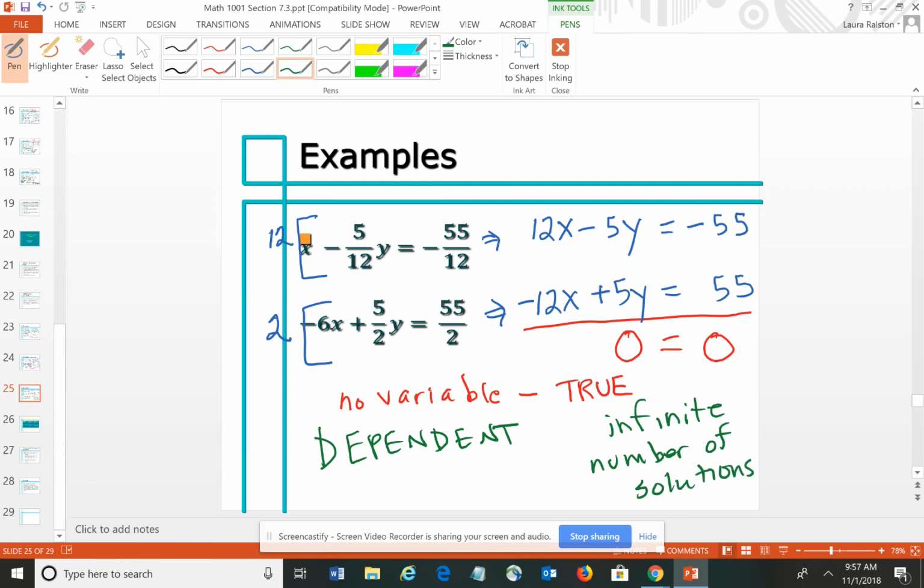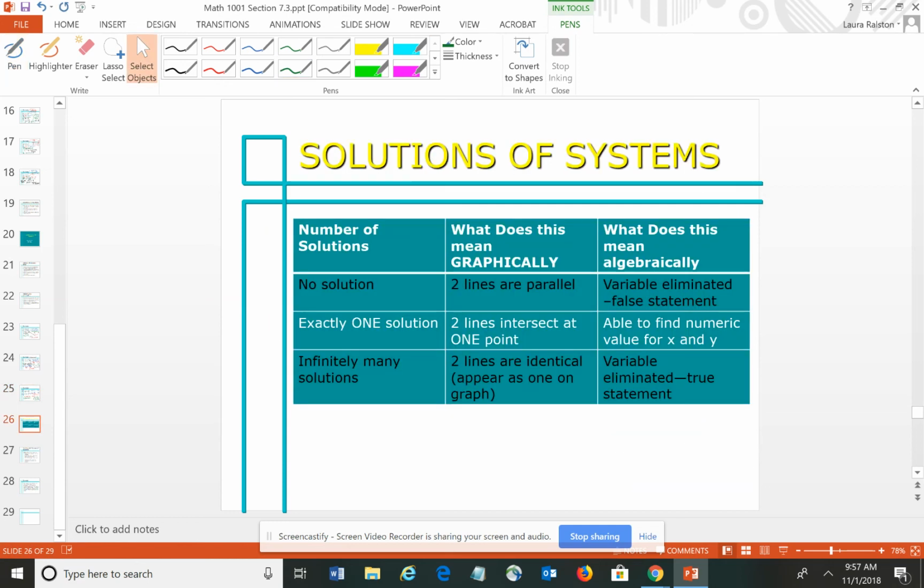I have a chart here at the end of this video that summarizes for you what can happen visually on the graph as well as algebraically if you're using substitution or the addition method. So this may help you in realizing whether you have one solution, no solution, or infinitely many solutions.